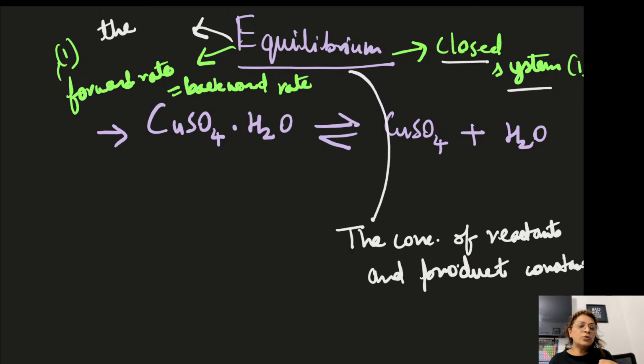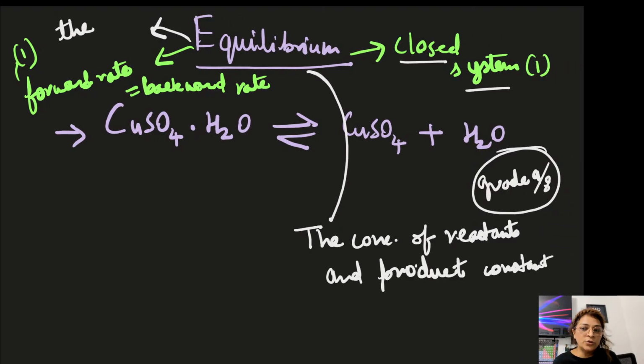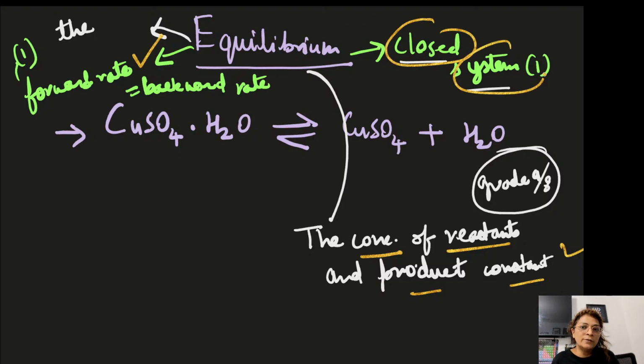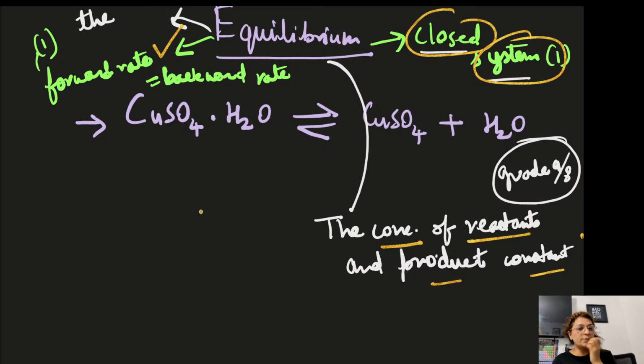And that gives you a solid mark. If this is a question, this will be a grade 9 question. Okay, grade 9/8. And just to let you know, where people make mistakes on the definition, they do not write this: the concentration of reactant and product is constant. The majority of you do write this, but you wouldn't write closed system as well. Okay, so please make sure you know this definition.